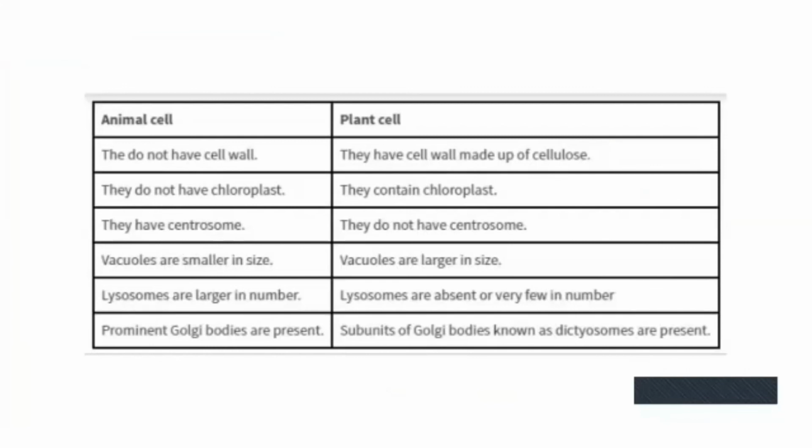Then in animal cells, vacuoles are small in size, and in plant cells vacuoles are larger in size. In animal cells, maybe a vacuole is not seen. Sometimes a vacuole is present also, in a smaller size in the animal cell. Then in animal cells, lysosomes are large in number, and in plant cells lysosomes are absent, or present in very few numbers. Almost in plant cells, lysosomes are absent. Then in animal cells prominent Golgi bodies are present, and in plant cells subunits of Golgi bodies known as dictyosomes are present.